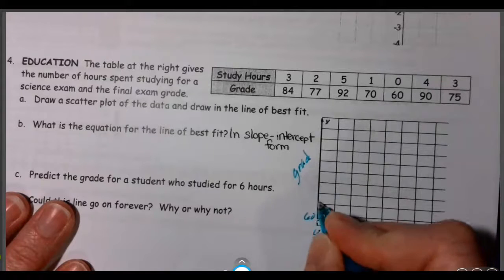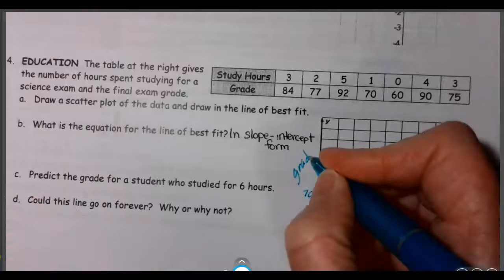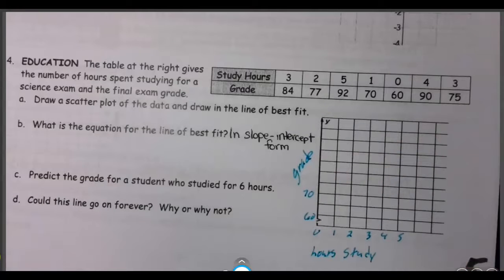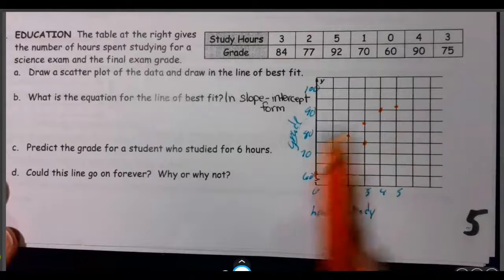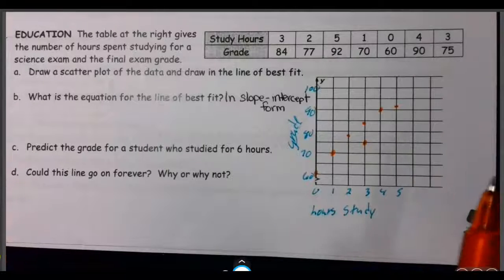I want you to start at 60, 65, 70 is what I want you to use. I want you to pause this and I want you to do it. Plot those points on your own. Go. So if you plotted the points, your graph would look like this. And so you can see it's lots of different places. It's interesting information. We'll analyze it in just a second.